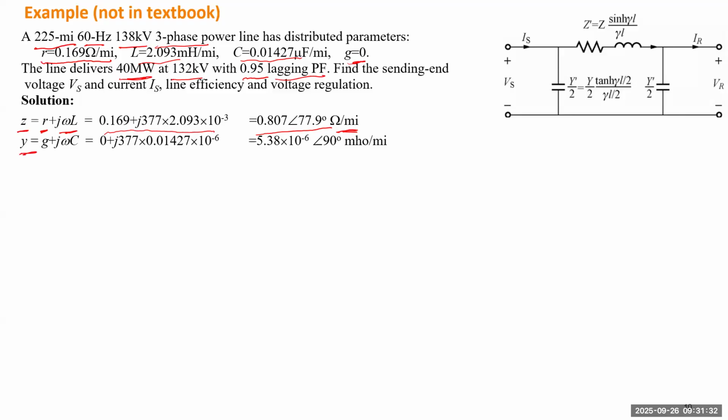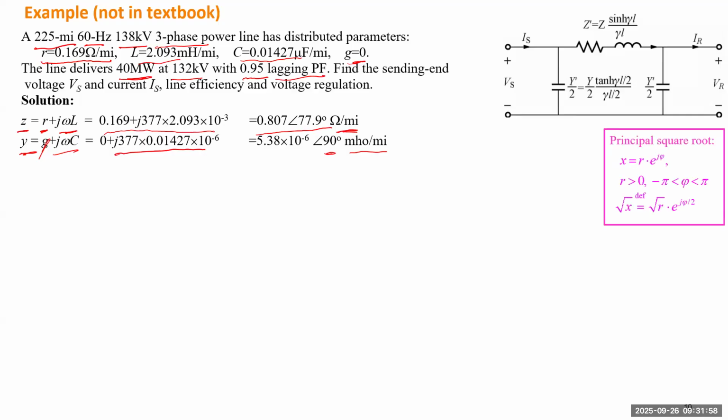And Y has real part G and imaginary part jωC. Because the real part is 0, it doesn't have a G, so it becomes a purely imaginary number. That's why the angle is 90 degrees, and the unit is mho per mile, which is just 1 over ohm. Keep in mind that in the following, when we calculate gamma, we need to utilize this definition, the principal square root.